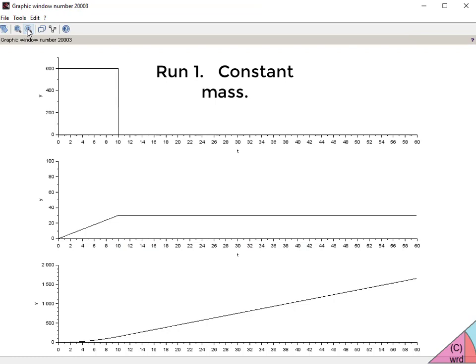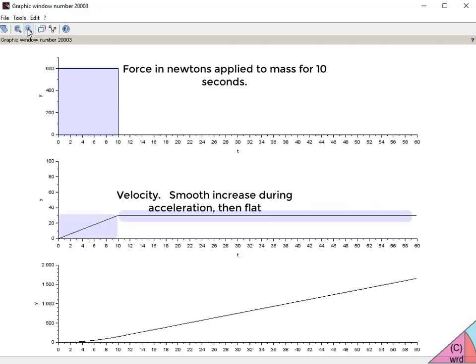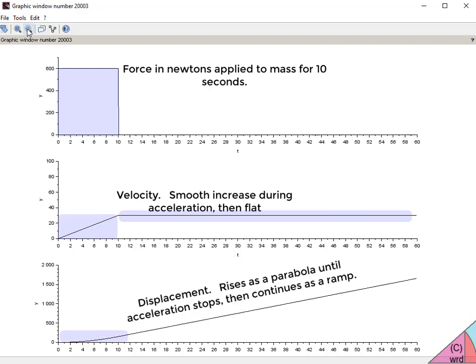Run 1. No change of mass. We start with no initial velocity and a displacement of 0. We apply 600 newtons of thrust for 10 seconds. Our velocity rises from 0 to around 30 meters per second. Displacement shows a curve during acceleration and then a straight line during the coast phase after 10 seconds. At 60 seconds, we are about 1,650 meters downrange.